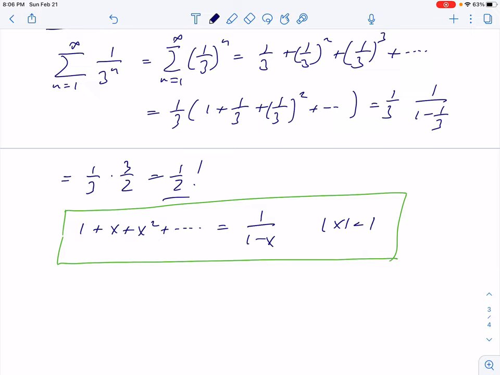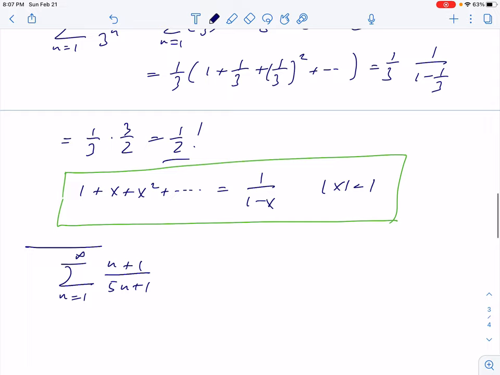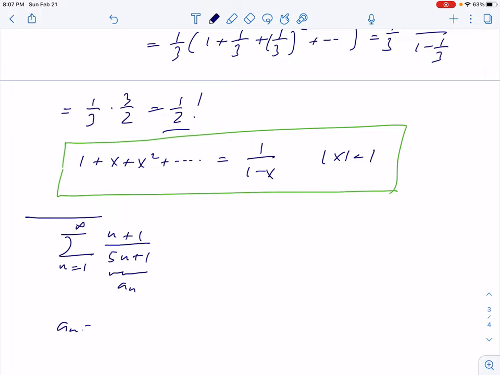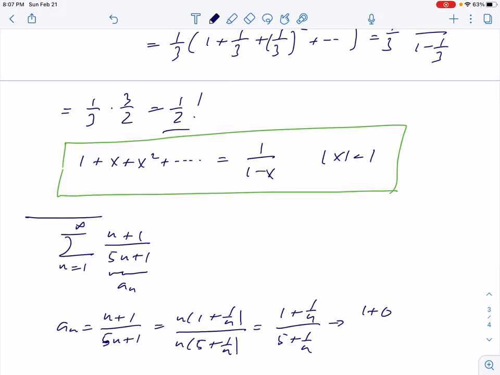Another example. Look at the series, the general term (n plus 1) over (5n plus 1), where n goes from 1 to infinity. Convergent or not? Here we shall study the general term a sub n. a sub n is (n plus 1) over (5n plus 1). We can see easily that this sequence of general terms has a limit. I can factor n like we usually do with such sequences. Reducing by n, this is (1 plus 1/n) over (5 plus 1/n). And it has limit (1 plus 0) over (5 plus 0). So the limit is 1/5.